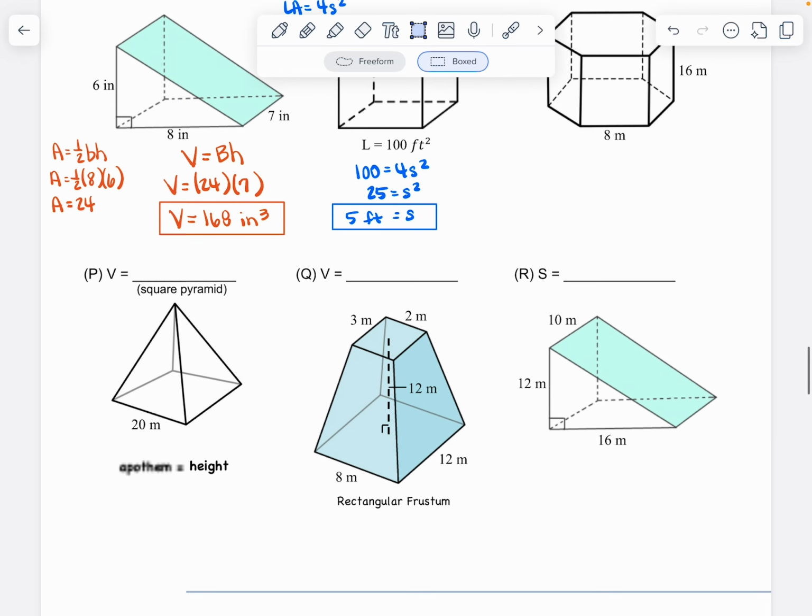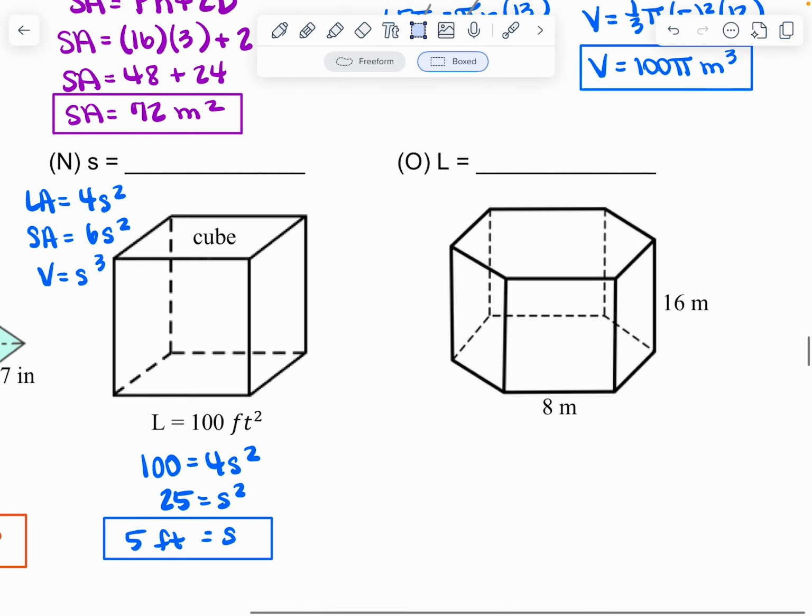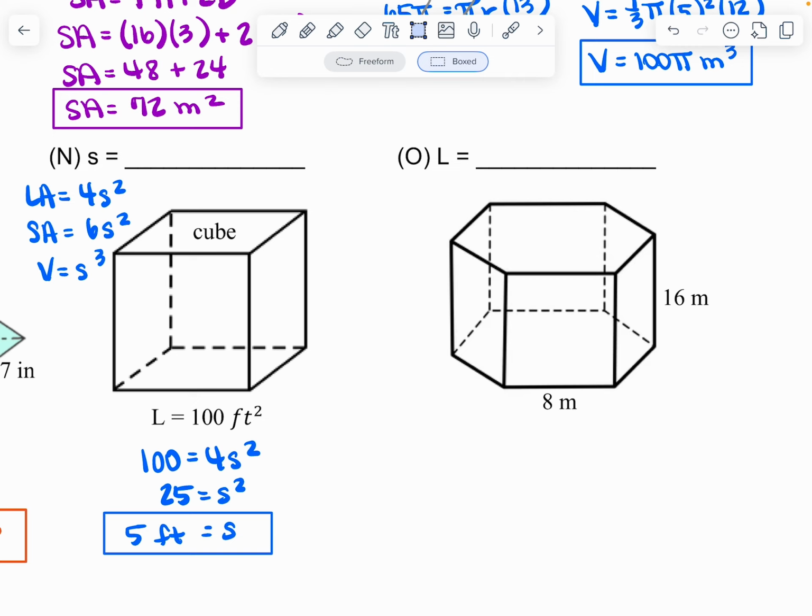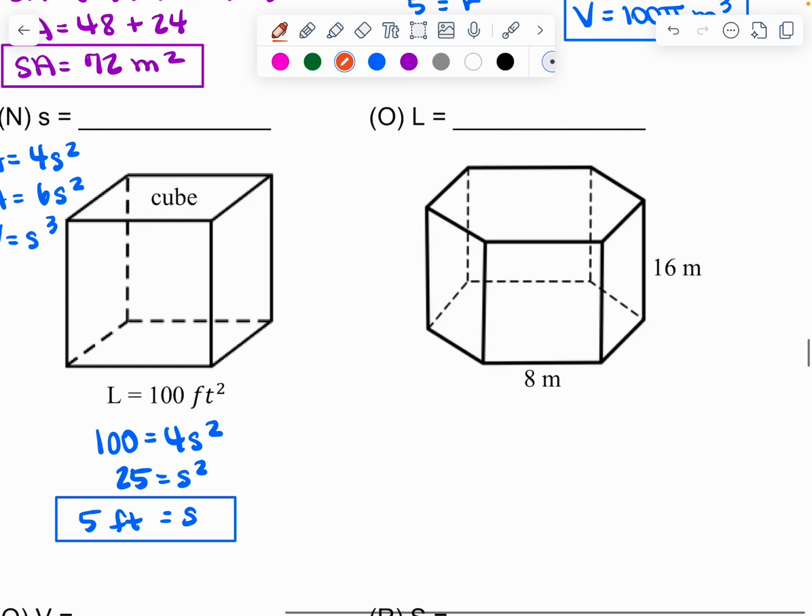I wish there was an octagonal prism on here or something that requires trig. That makes me sad. I should really fix that. Okay, so just make sure you go back and look at an octagonal prism or something that requires you to do trigonometry. I don't know why there's not one on here.